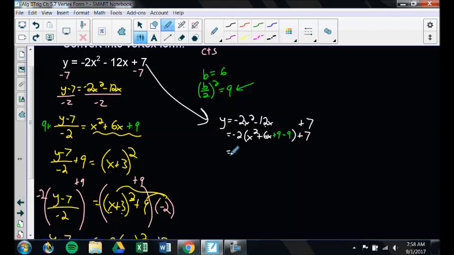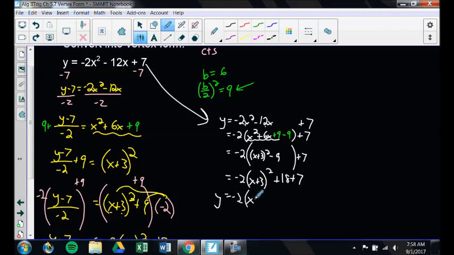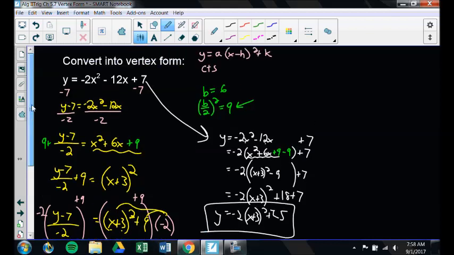Now I'm going to have -2, and then this can factor. Distribute the -2. And finish. That's a 25. Same thing we got before. Vertex is at -3, 25. So you can complete the square to put this in vertex form.